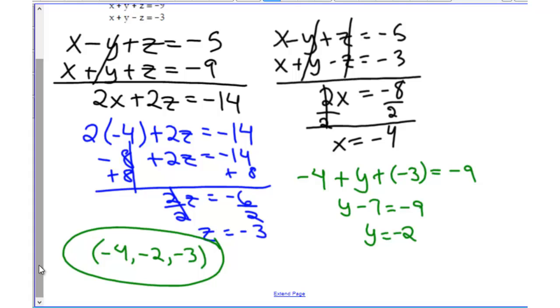Keep in mind that you can check this on the calculator really easily by plugging the original thing in as a matrix, and then remember that you can do RREF of whatever matrix you choose to put it in, and it should tell you that the answer is negative 4, negative 2, negative 3, so that you can check yourself. But most of the time, if you get an answer that's not fractions, you probably did it right, just because that's the nature of a problem like this.